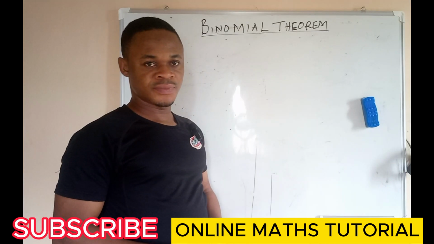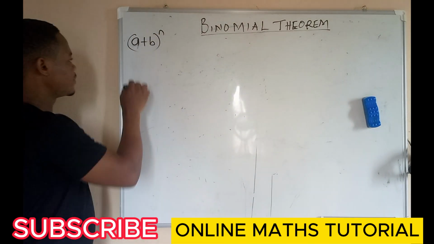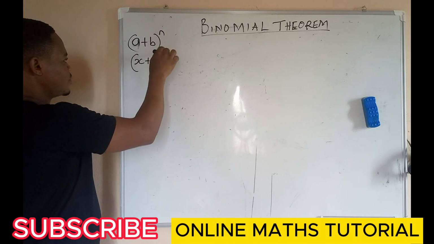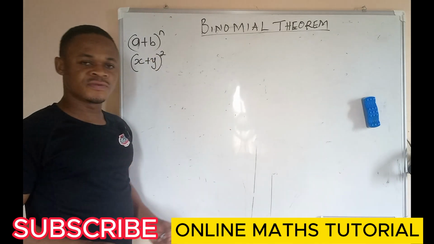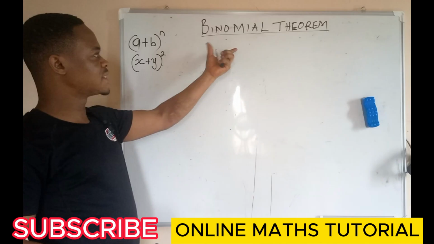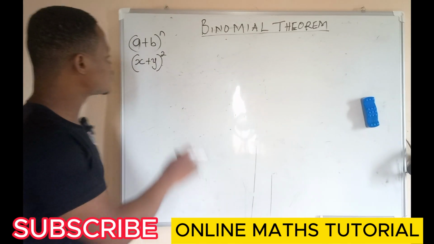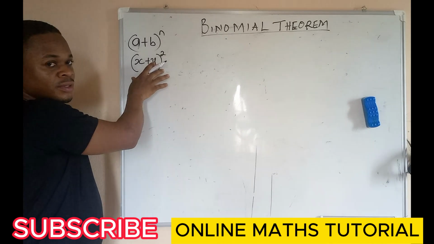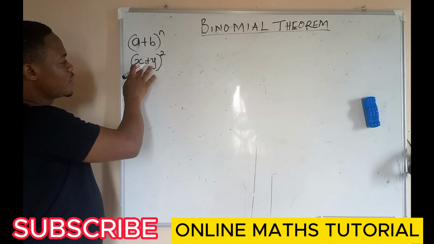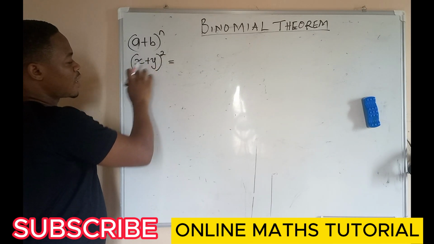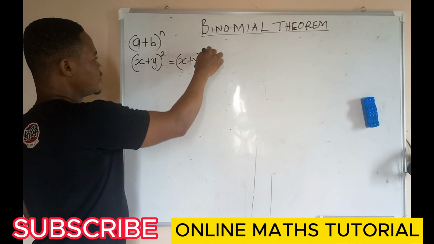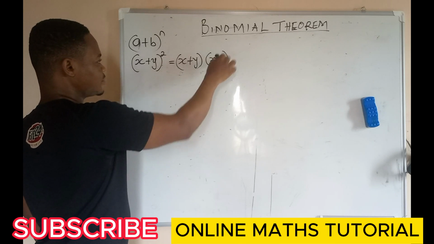Let's assume you have (x + y) all raised to power 2, and you are asked to solve this or expand this. This is what we basically discuss in binomial theorem: how to expand expressions in this form to a certain power. In this case, we know that (x + y)² is the same as (x + y) into (x + y).